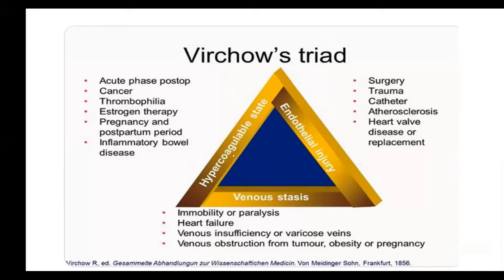So just one factor in action may not lead to thrombosis. These are two different things. One is having thrombophilia, and the other is getting thrombosis from that thrombophilic condition. That is the other matter. So just having a hypercoagulable state may not be enough. If it is accompanied by venous stasis or endothelial injury, then definitely the propensity of getting thrombosis increases manifold.